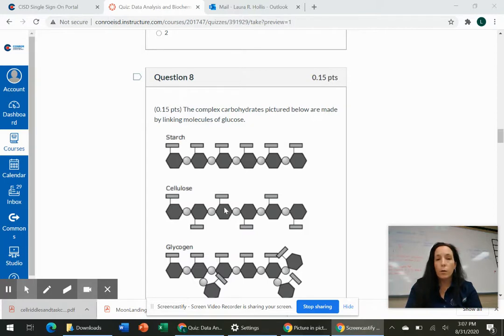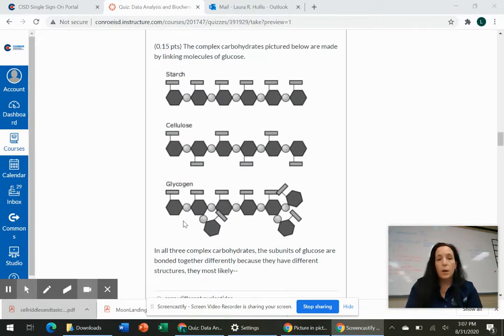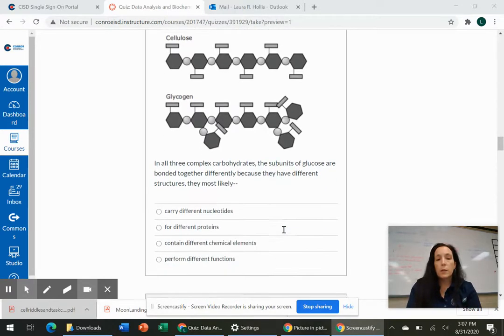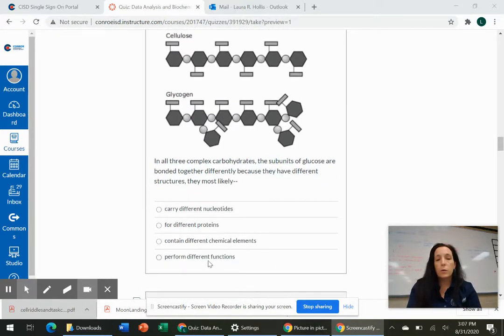Number 8, the complex carbohydrates pictured below are made by linking molecules of glucose. So these are all glucose, okay? In all 3 complex carbohydrates are made out of the same elements, remember CHO, carbon, hydrogen, and oxygen. The subunits of glucose are bonded together differently because they have different structures. Most likely, the answer for this one is perform different functions.